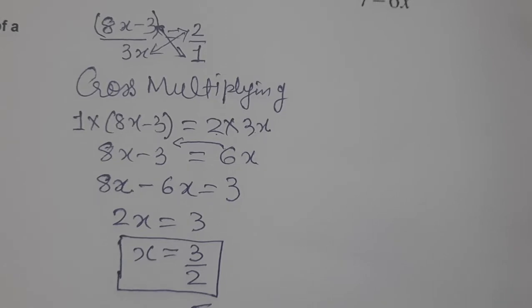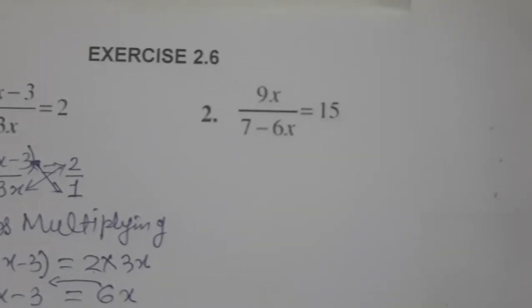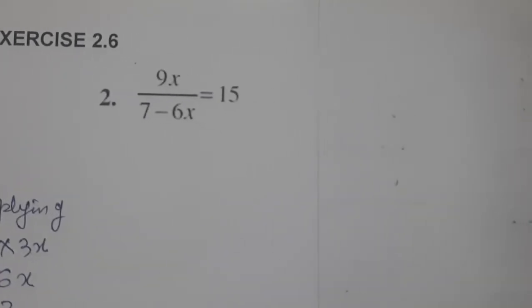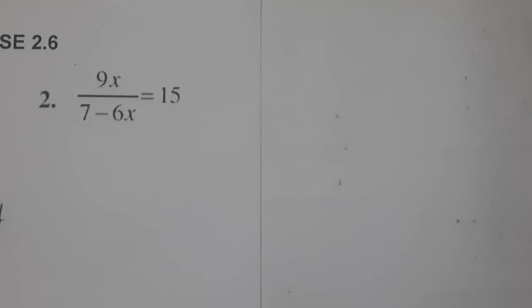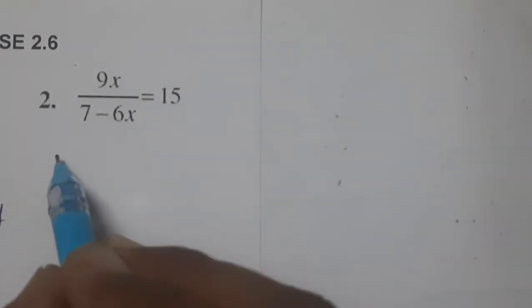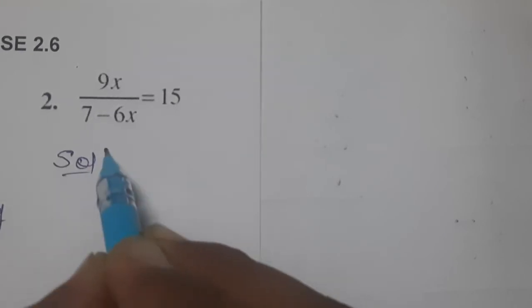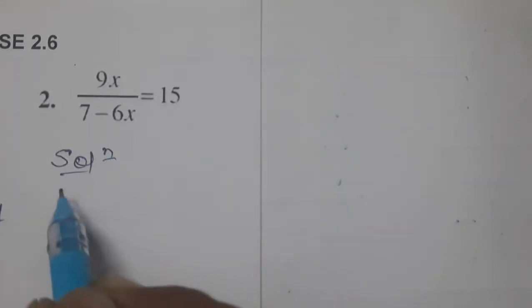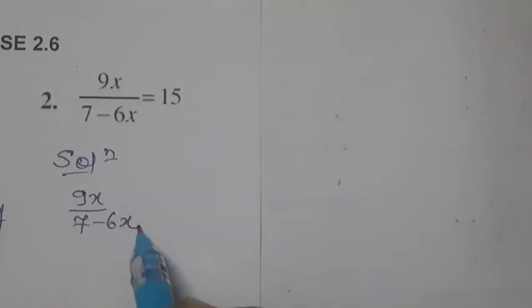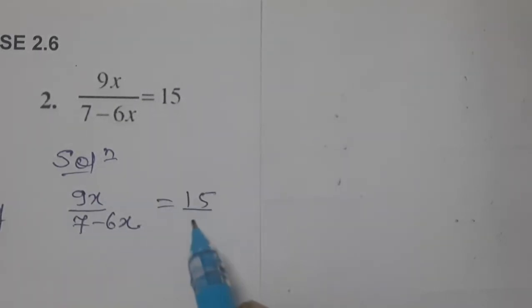Now let us try to do question number 2. See question number 2: 9x by (7 - 6x) equals 15. So let's do this question also. Again, what we'll do? Let's start with the solution. Again we'll put 1 as the denominator, 15 by 1.